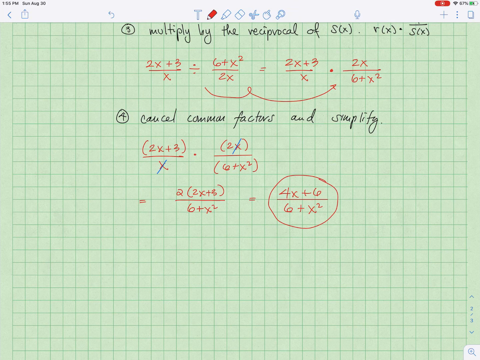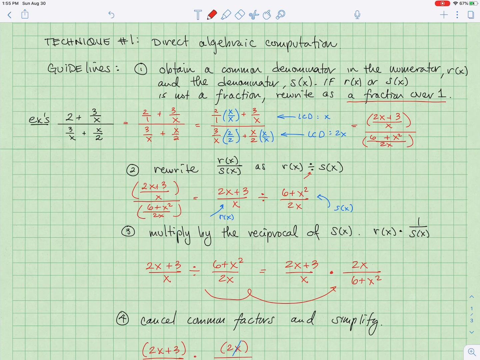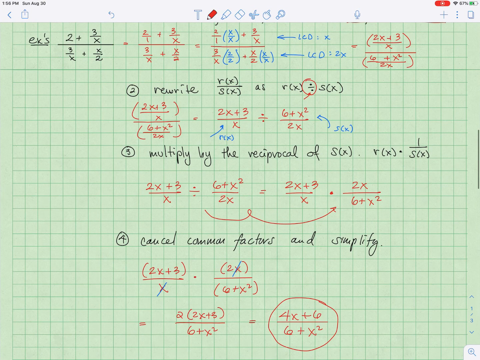So let's take a look at some more examples in our next video using these guidelines. Again, those guidelines are: number 1, obtain a common denominator separately in the numerator and separately in the denominator of the much larger complex rational expression. And if need be, rewrite everything as a fraction. If you've got to slap something with a 1 underneath it, do that. Then rewrite it as old school division using this old school division symbol. Then you're going to invert and multiply and simplify. So that's it.